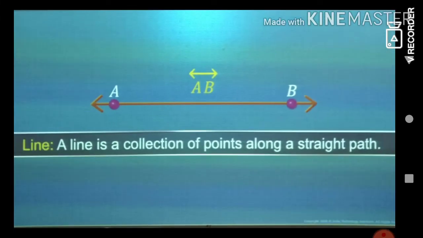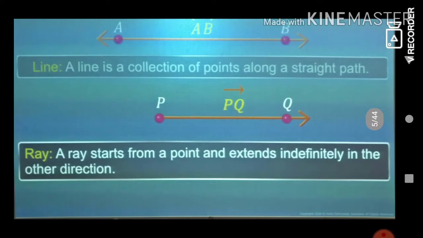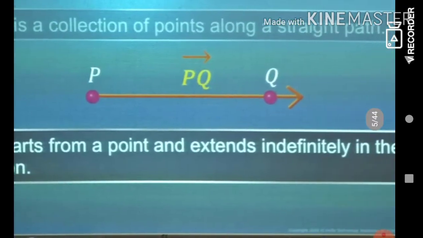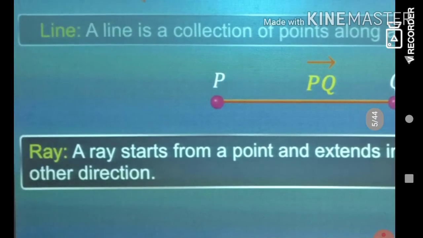Now next move to our second term, that is Ray. Now you have seen a torch many times. When you are opening your torch, what is coming? Light is coming from that. So we can say a torch is an example of a ray. Why? Because a ray starts from a point and extends indefinitely in one direction.